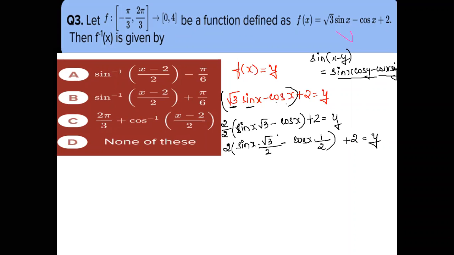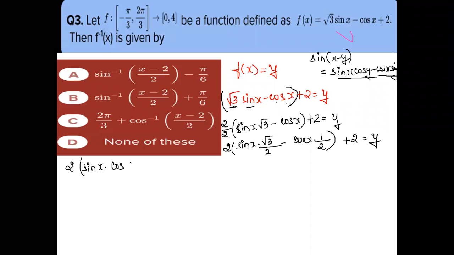Now what can I replace root 3 by 2 with? I want it in the term cos y. So at what angle does cos take the value root 3 by 2? It takes 30 degrees. Good, Elvina. Cos 30 degrees is root 3 by 2. So 2 into sin x into root 3 by 2, I can replace by cos 30 degrees.